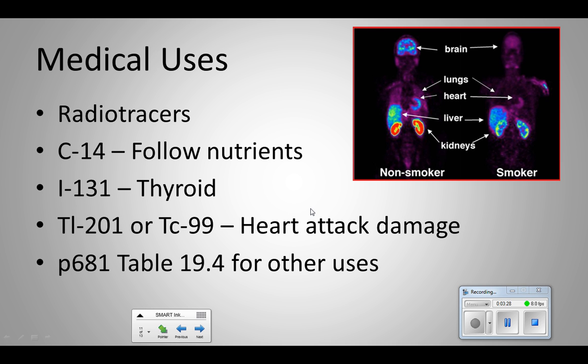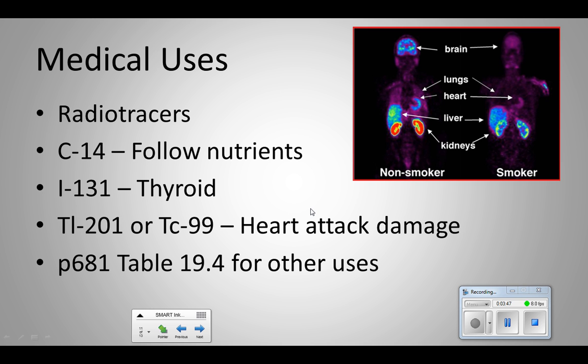Iodine-131 is used to trace the thyroid because the iodine is taken up in the thyroid. They can also use radioactive iodine in the thyroid to treat certain disorders in there. They can use thallium-201 or technetium-99 to assess heart damage.